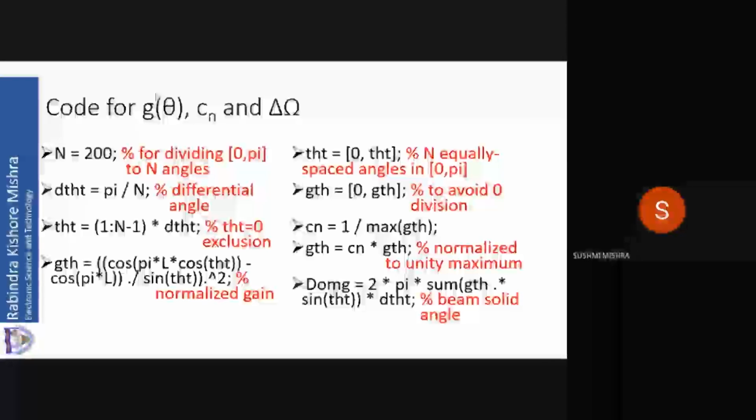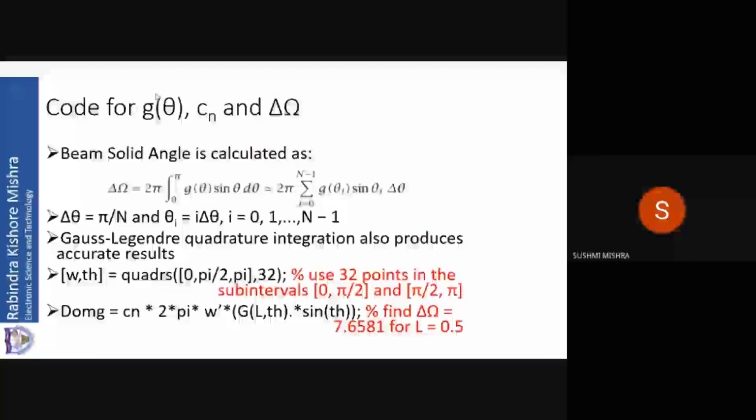From the sum integration, what we have done actually is d omega. We have used the integration as summation using DTST, delta TST. Okay. So beam solid angle is found out using this. So this is the code for finding out the beam solid angle. What we have done for the integration, we have used this delta omega or beam solid angle is equal to 2 pi 0 to pi integration g theta sin theta d theta. That we have written for the integration. We have written this is approximated as 2 pi.